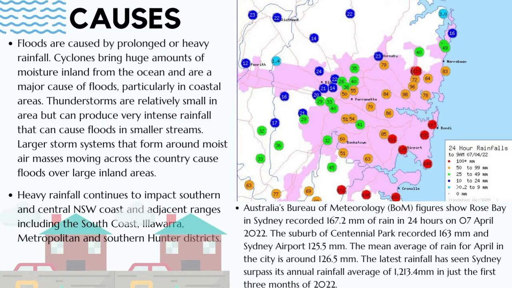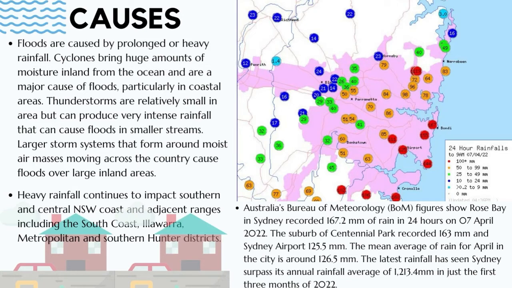Heavy rainfall continues to impact southern and central and established coast and adjacent ranges, including the South Coast, Illawarra, Metropolitan and Southern Hunter District. Based on Australia's Bureau of Meteorology, figures show Ross Bay in Sydney recorded 167.2 millimeters of rain in 24 hours on 7 April 2022. The suburb of Centennial Park recorded 1.63 millimeters and Sydney Airport 1.515 millimeters.